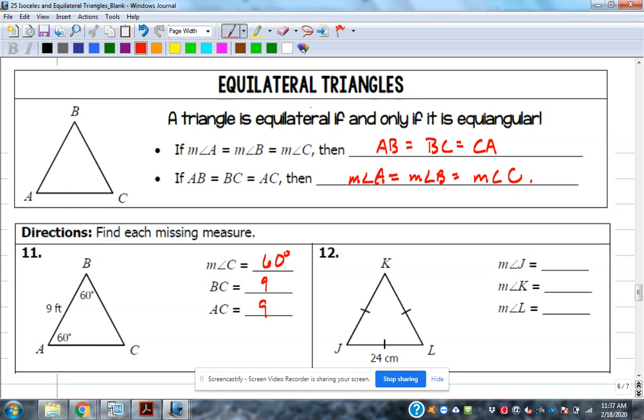Guys, the answers are up here, if you want to take pictures of them.